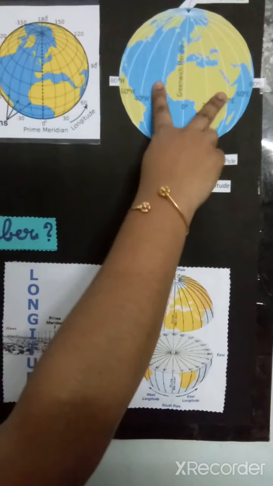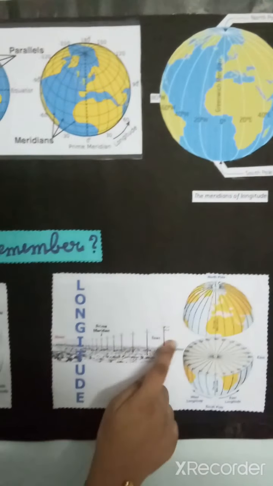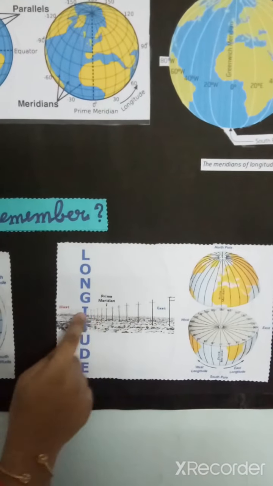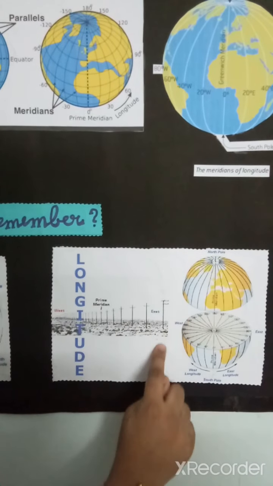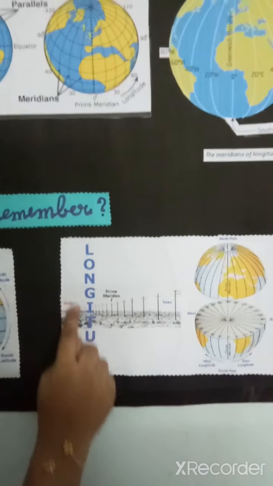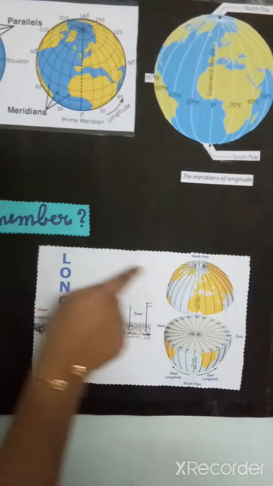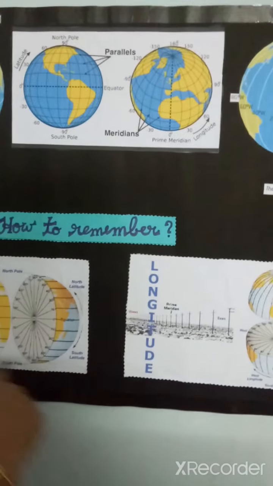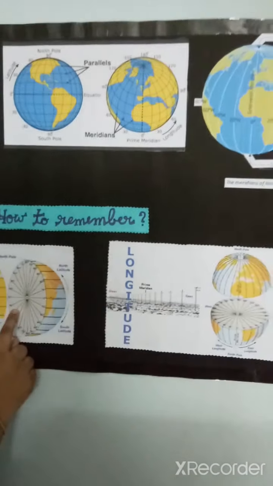Okay, and how to remember longitudes? Look here, we have poles. Remember the electric poles. How are the electric poles? Like this. See? In the same way, longitudes also. Like this you remember. Just as we have electric poles, in the same way we have longitudes, top to bottom, from the North Pole to the South Pole. Got it? It is the easiest way to remember latitudes and longitudes.